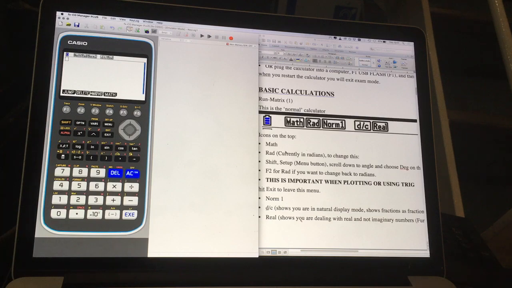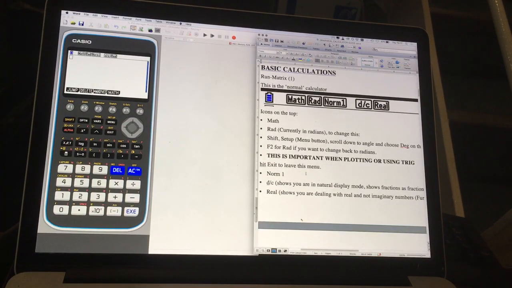Rad obviously tells you if you're in radians or degrees. So it's quite useful, you can check by just looking at the calculator, see if it's in radians or degrees. Norm 1 means it's going to show everything in proper kind of like base 10, so you won't have weird decimal places or anything like that. D over C shows fractions as real fractions rather than decimals. So those are the settings you want it to have, and I've put that on your printouts as well. But it's good that you can check if it's in radians or not.